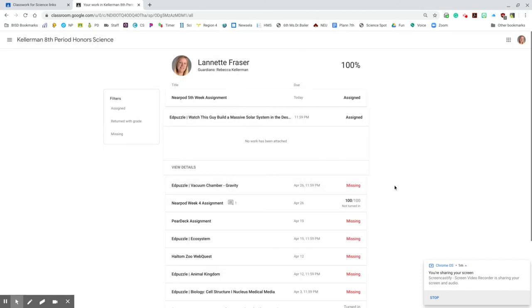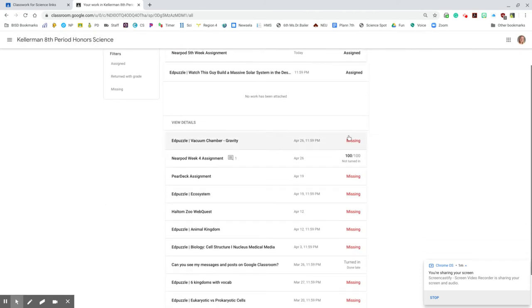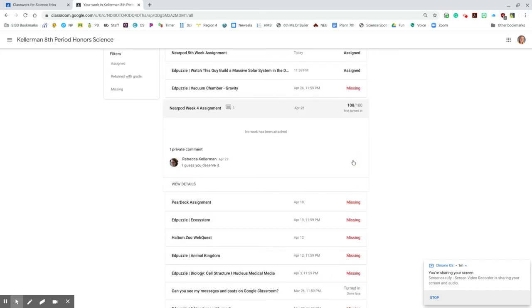Let me also clarify. If it has a grade here, that means you're good to go, but if there is not a grade, you have not watched your Edpuzzles. You can see here where I've done my Nearpod and I got credit for that, but it says not turned in. So let me show you about turning assignments in.